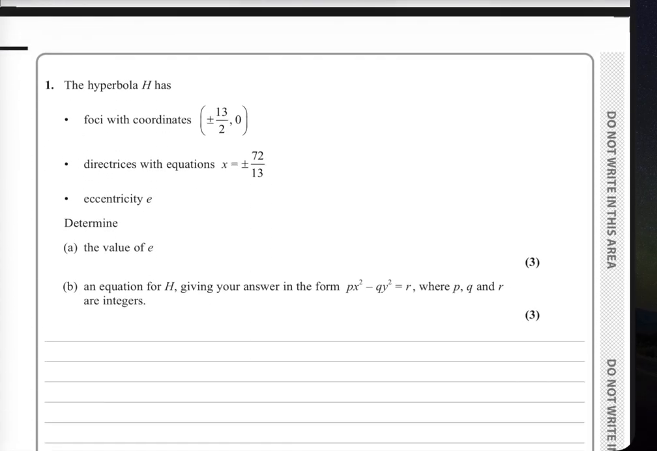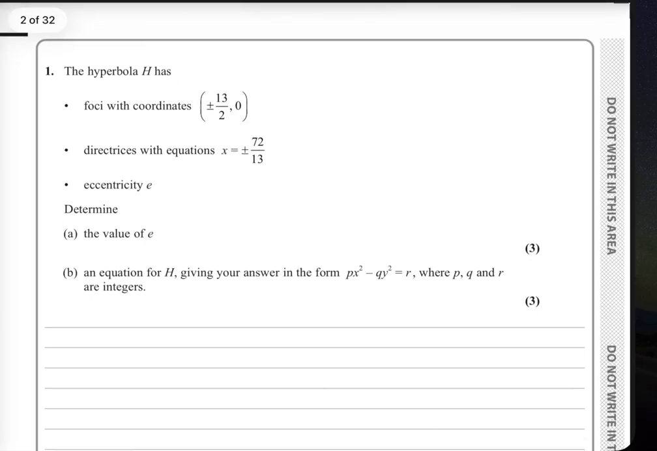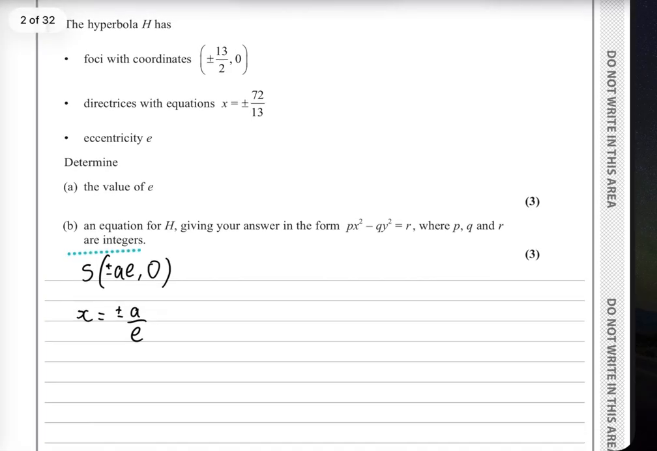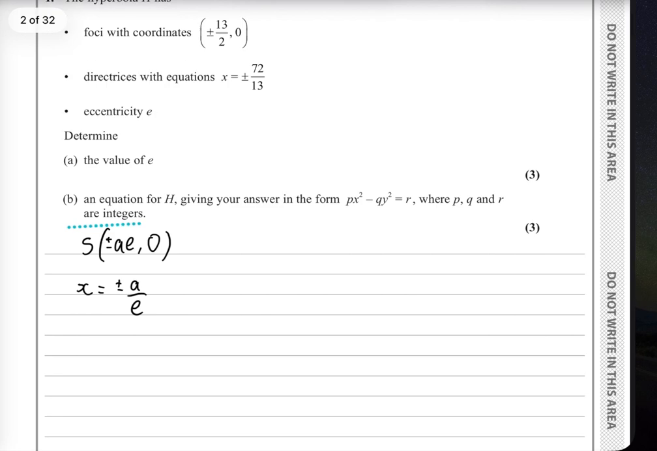Question 1. The hyperbola H has foci with coordinates this. Remember that the foci have coordinates (±ae, 0), and directrices this. And again, remember that the directrices are ±a over e, eccentricity e. Determine the value of e. We can do that with the information we've been given by setting up equations.